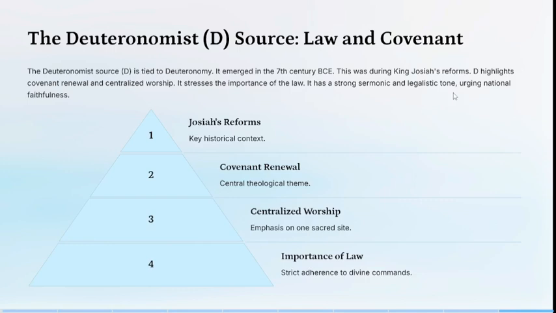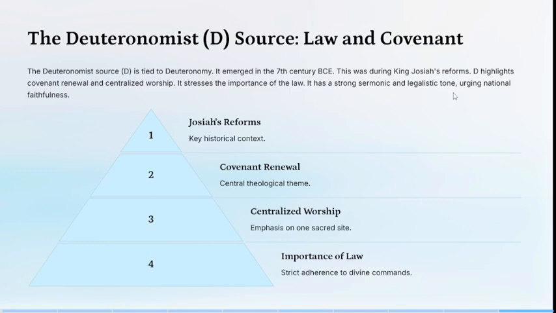Now, the Deuteronomy source is tied to the book of Deuteronomy and it emerged in the 7th century BC. Now, this was during the reign of King Josiah, during his reforms precisely. The D source highlights the covenant renewal and centralized worship at that time, and it also stresses the importance of the law because the book of Deuteronomy, which happens to be the D source, was found by Hilkiah the priest during the reform in the temple, and it also has a strong sermonic and legalistic tone, urging national faithfulness.